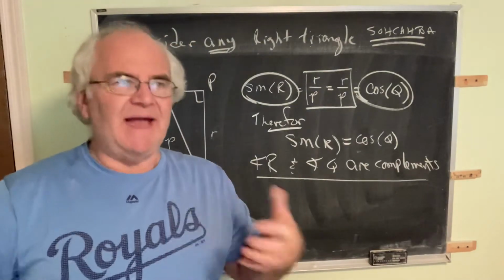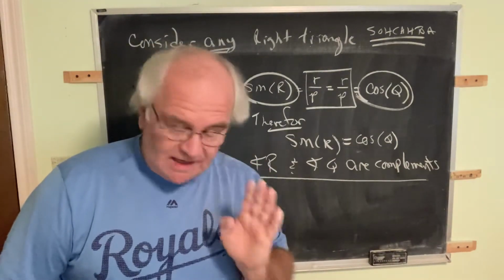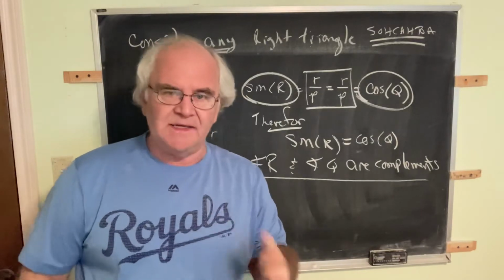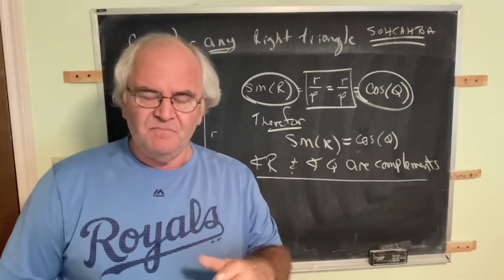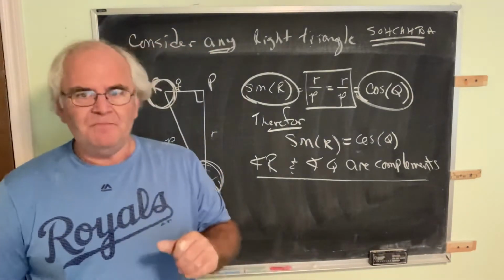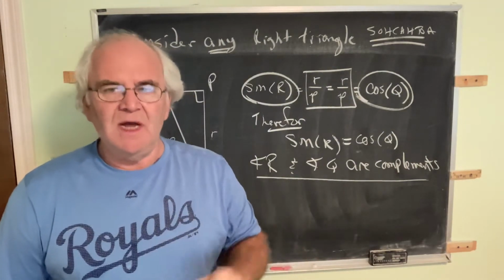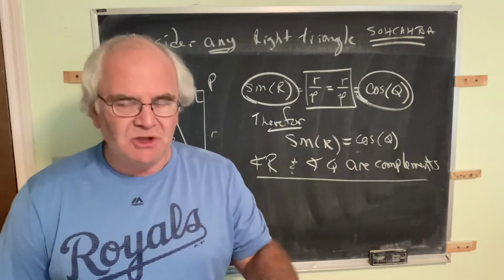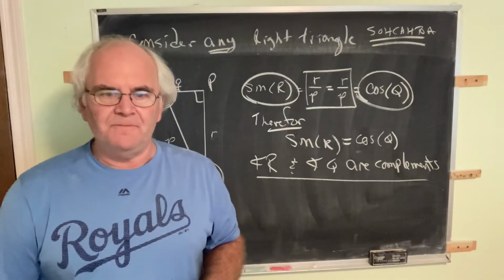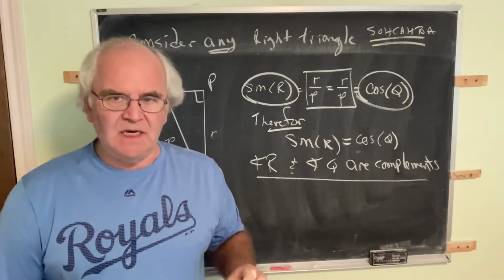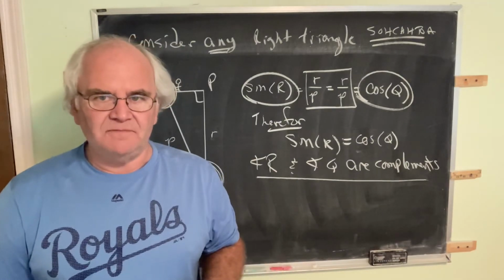It's in the same spirit. It's not the same thing, but it's in the same spirit as negative and negative. But it's not that same thing. Sine and cosine are cofunctions of each other. Tangent and cotangent are cofunctions of each other. Secant and cosecant are cofunctions of each other.